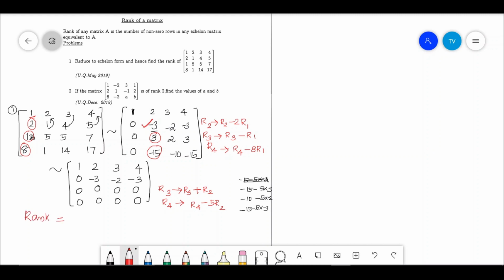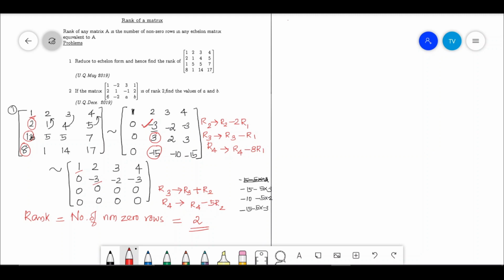So let us write the final answer. Rank is equal to the number of non-zero rows in the final echelon matrix, and that is equal to 2. And hence the answer to the first question is 2. Hope it is clear to you. And see that in this final matrix, which is an echelon matrix, all the non-zero rows are above the 0 rows. Below every pivot element we have all zeros. So this is an example. This is an echelon matrix. We count the number of non-zero rows and hence the rank is equal to 2. So that's the answer to the first question.